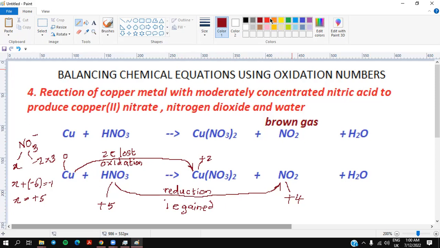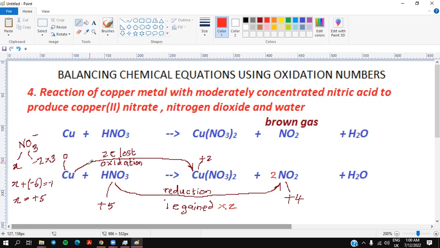Because the gained electron number and lost electron number are not equal, here 2 electrons, I will multiply this 1 electron gain by 2. And then I'm not going to multiply the left-hand side by 2. Instead, I multiply the right-hand side by 2.